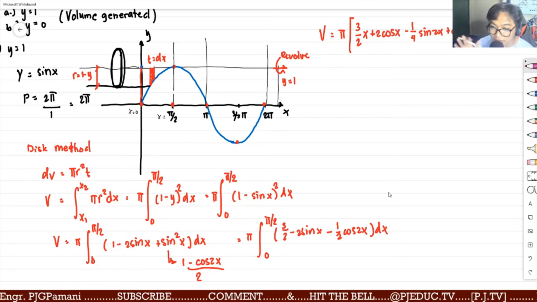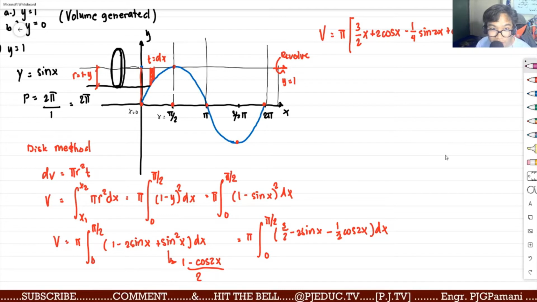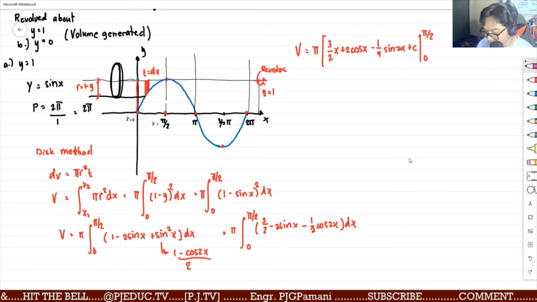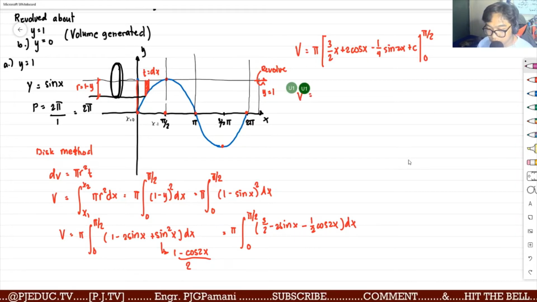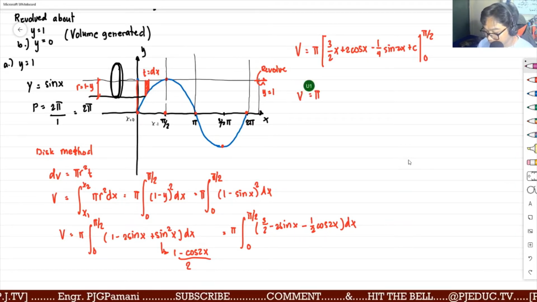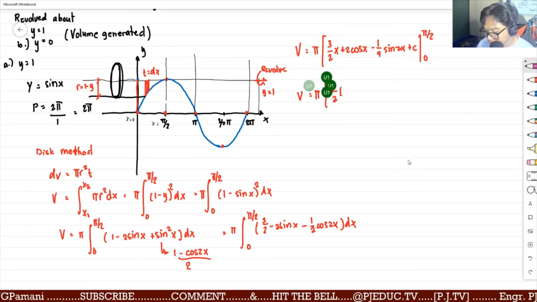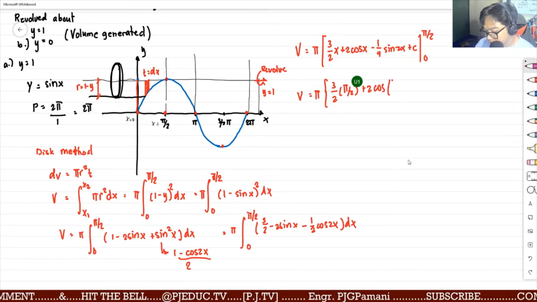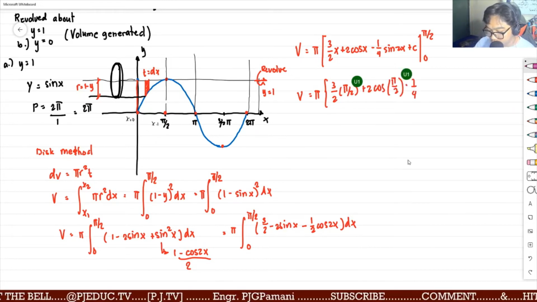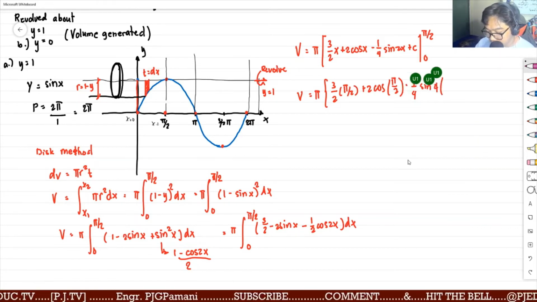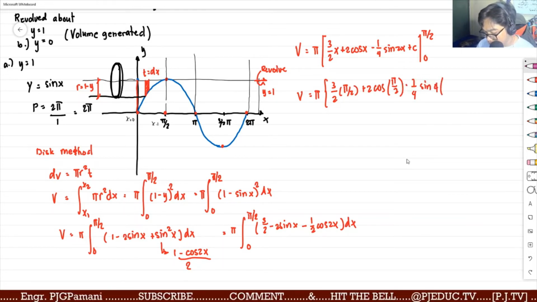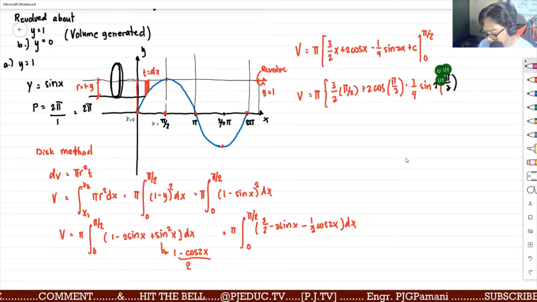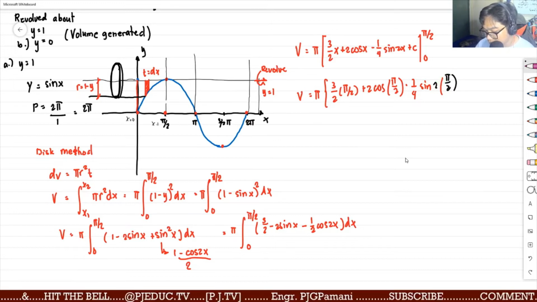Nakuha? Kung saan nakuha? Saan nanggaling yung integral? Yes, sir. Baka hindi nyo na maalala. Then, substitute your upper and lower limit. Pi of 3 halves of pi over 2 plus 2 cosine pi over 2 minus 1/4 of sine 2 of pi over 2. Tama ba? Ayan.